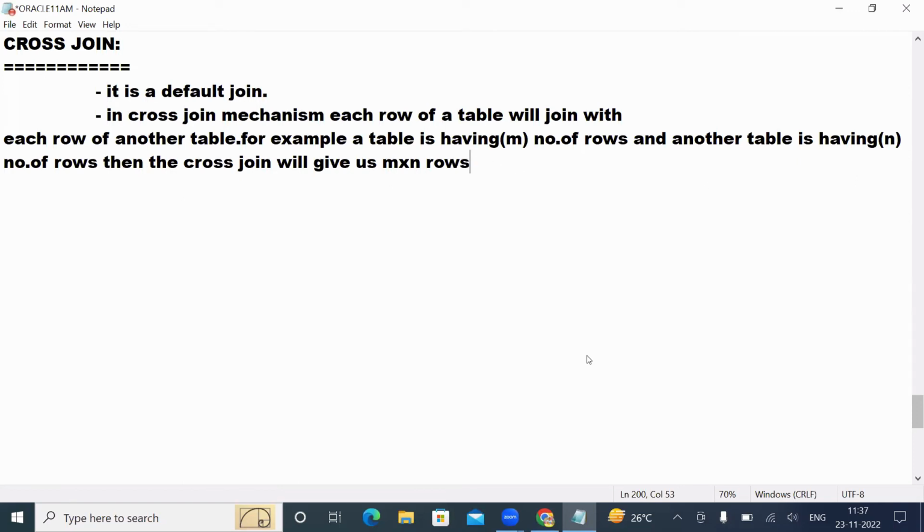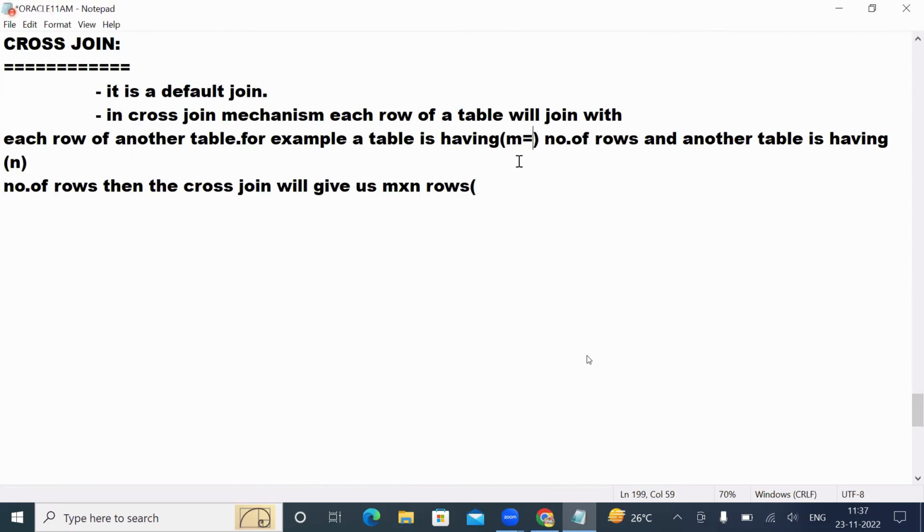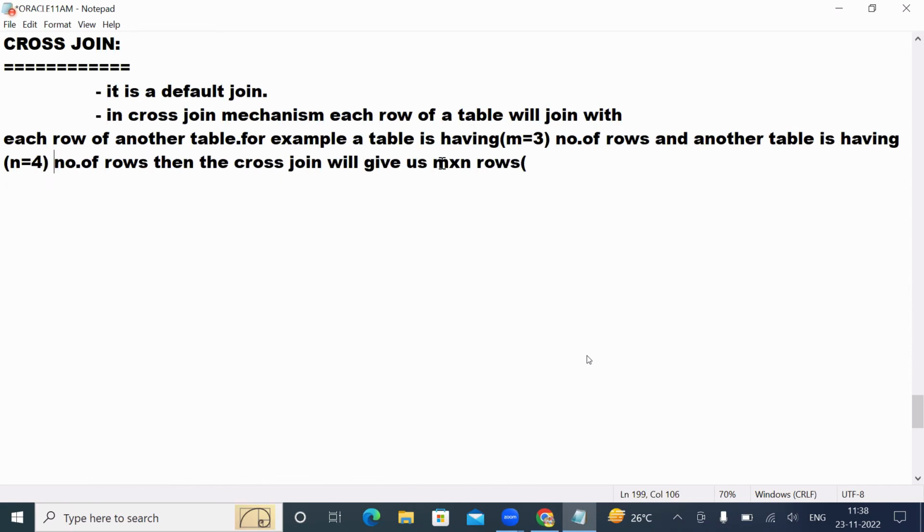For example, in one table you have 3 rows and in another table you have 4 rows. M cross n rows means how much here, guys? 3 into 4 equals 12 rows in my result set. Understand now? In my result set, how many rows are showing? Total 12 rows are showing. That is the cross join nature.